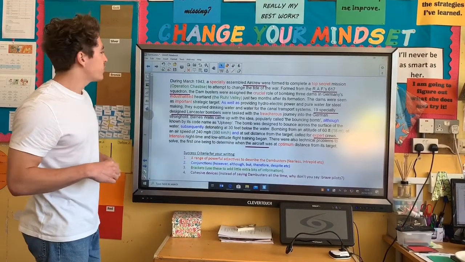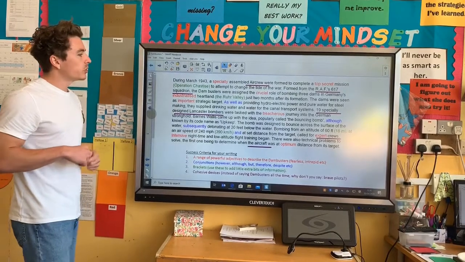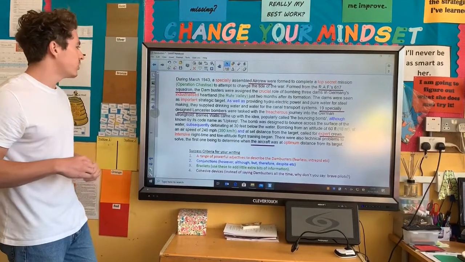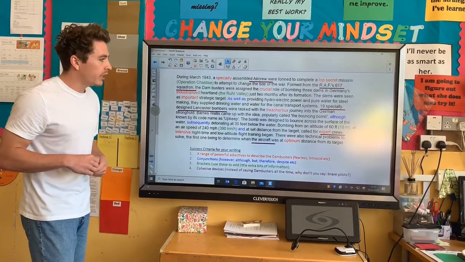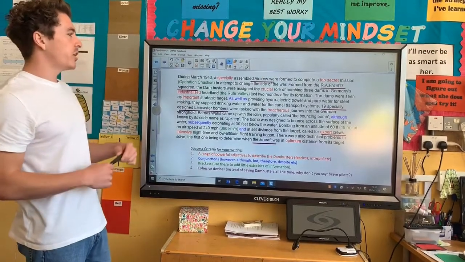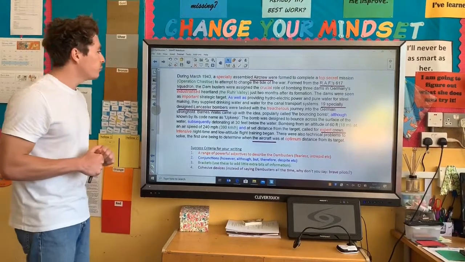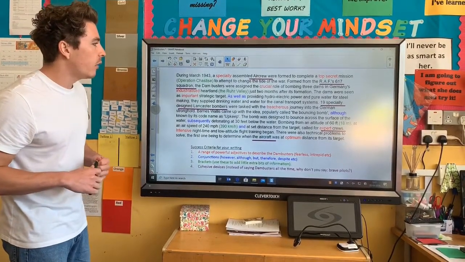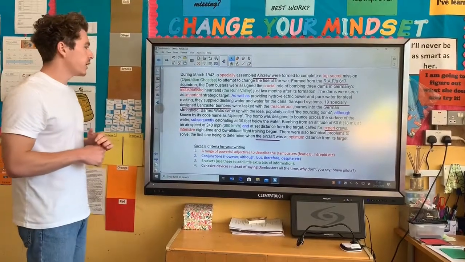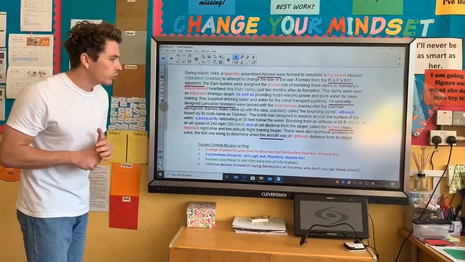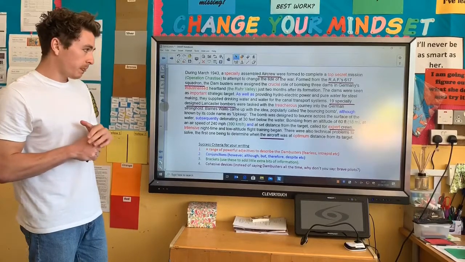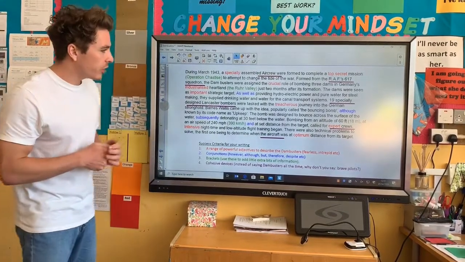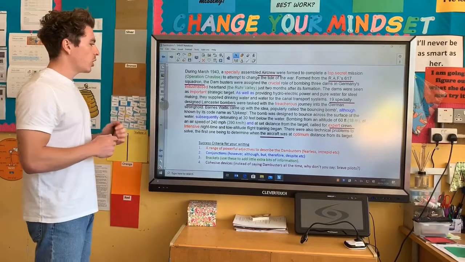Formed from the RAF 617 Squadron, the Dambusters were assigned to the crucial role of bombing 3 dams in Germany's industrialised heartland, the Ruhr Valley, just 2 months after its formation. The dams were seen as important strategic targets, as well as providing hydroelectric power and pure water for steelmaking. They supplied drinking water and water for the canal transport systems. 19 specially designed Lancaster bombers were tasked with the treacherous journey into the German stronghold.